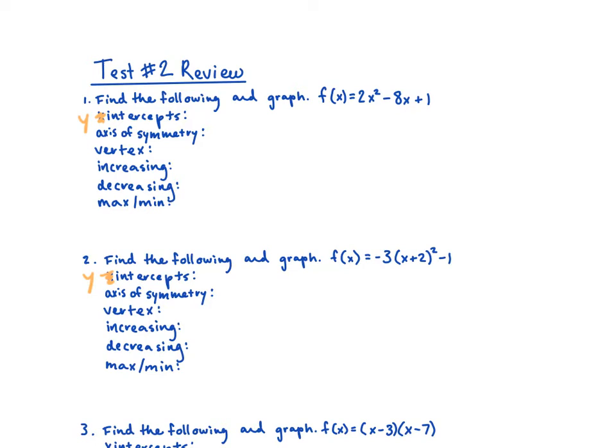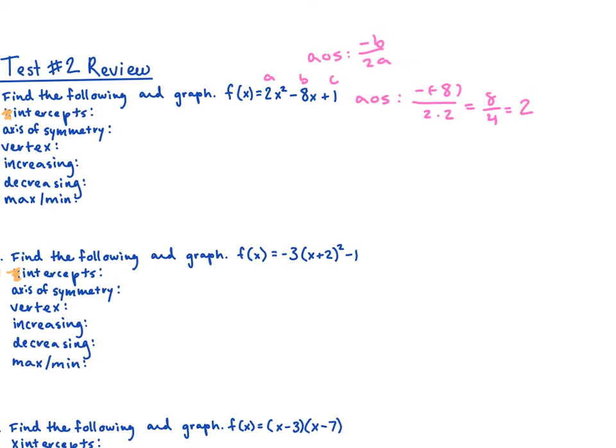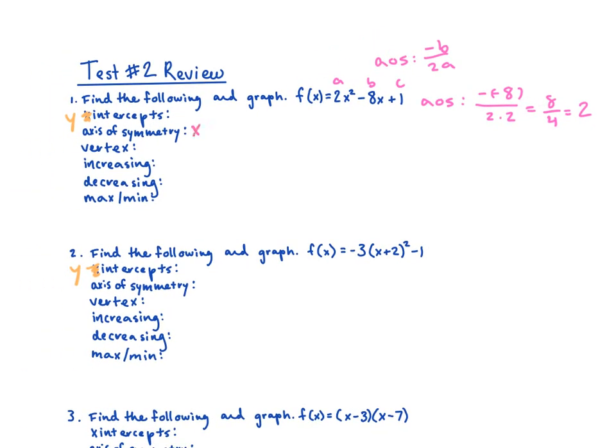So when we have standard form, the best thing to do is start with your axis of symmetry, which is that formula, negative b over 2a. And remember, we got our a, b, and c from the coefficients in our function. So for our axis of symmetry, negative b, this would be negative negative 8 over 2 times 2. So this would be 8 over 4, which is 2. So our axis of symmetry is x is equal to 2.